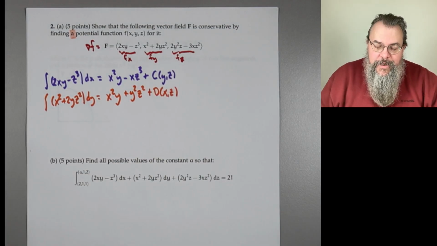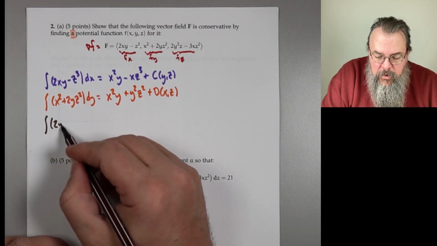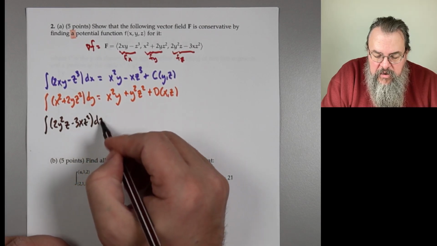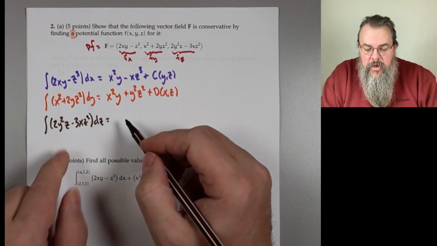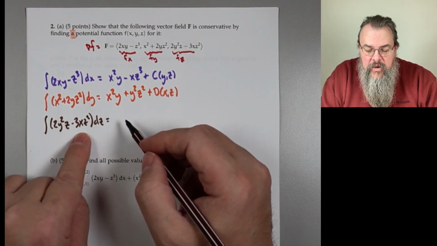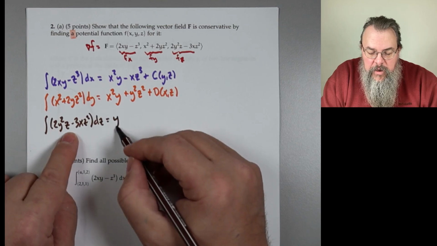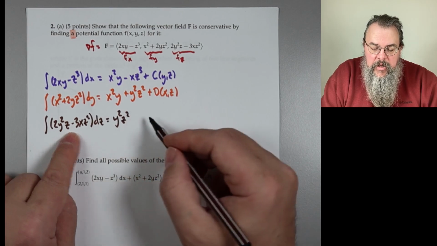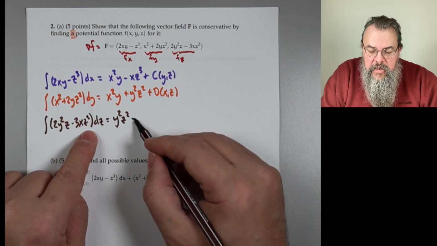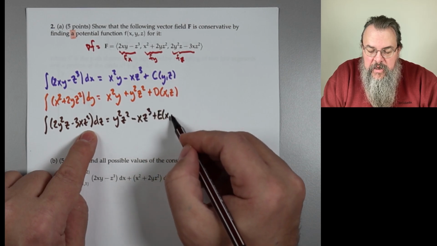All right, the last piece that we need to do is we have the derivative with respect to z. We're going to integrate that with respect to z. So we have the integral of 2y squared z minus 3xz squared dz equals, well, now with respect to z, y and x are constants. So here y squared is the constant, and then we'll get z squared. And then here, x is a constant, and so 3z squared, integrate that, we get z cubed. And plus some function which depends only on x and y.